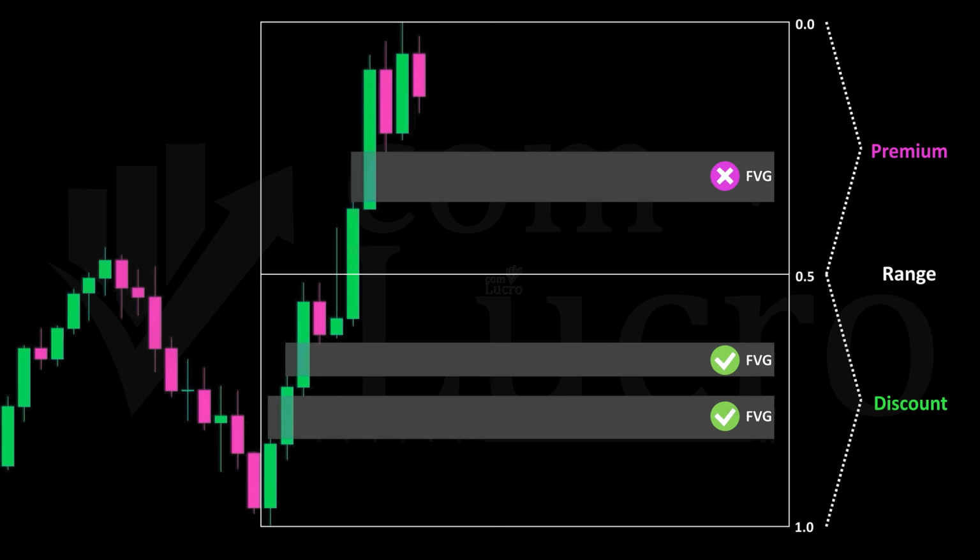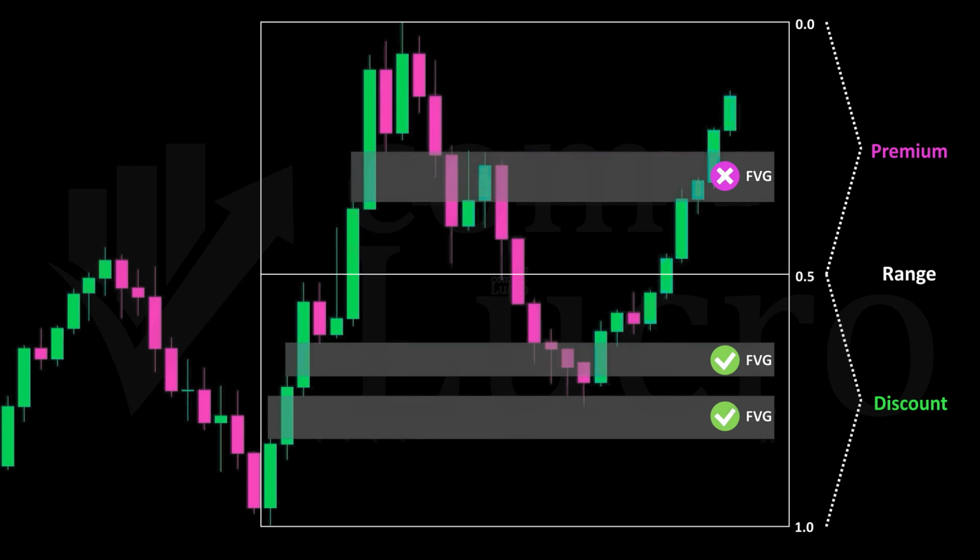When the price pulls back to these areas, they will act as support and push the price higher. But if we wanted to place a buy limit, these 2 would have been our choice. The difference between these 3 is that the higher one is located inside the premium side of the range, and the lower ones are inside the discount. We're only interested in buying inside the discount and selling inside the premium.